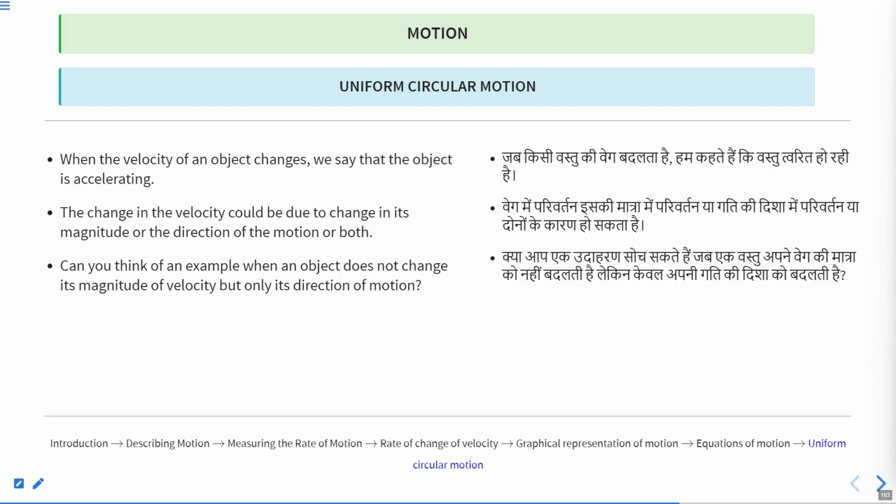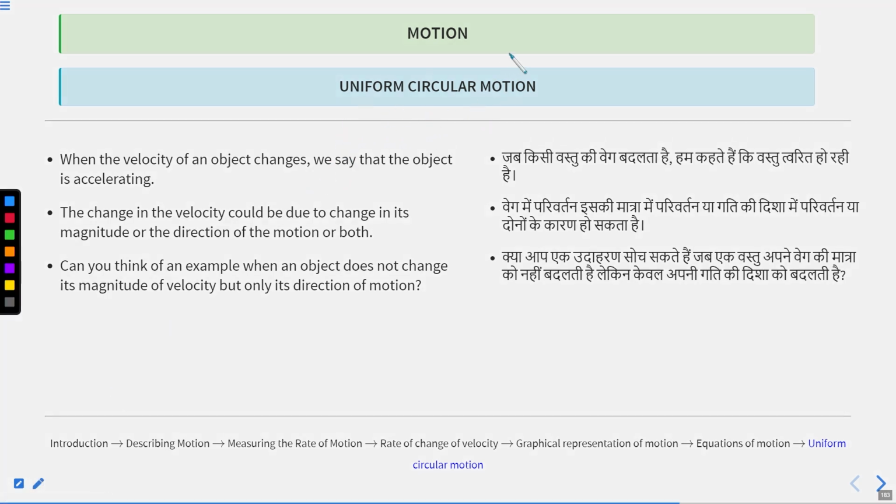Hello and welcome class. In the last class we completed the equation of motion topic, where we learned about the three equations of motion and how to apply them. With that topic we finished the first part, motion along a straight line. In today's class we will start a new topic, uniform circular motion, the second part of motion, and with this topic this chapter will be finished. So let's start the topic and try to wrap up this chapter.